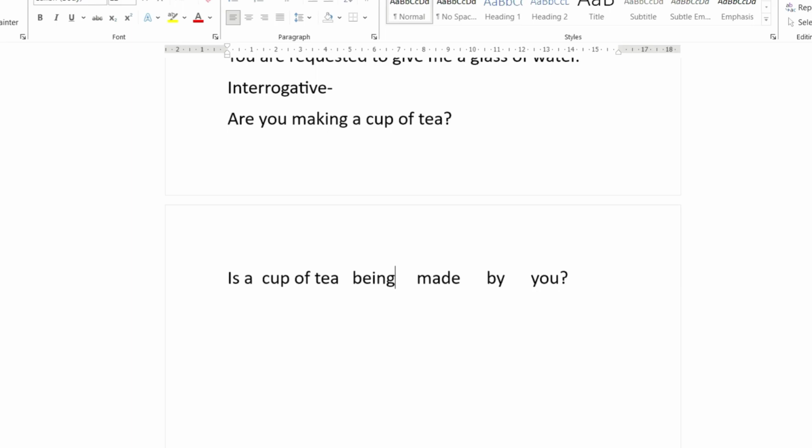Similarly, we will do it for other types of sentences as well. For example, do you like cricket? So you will come in front, cricket will go at the last, addition of by, that was the second rule. Third rule was changing the verb into V3, that is, like will change to liked.